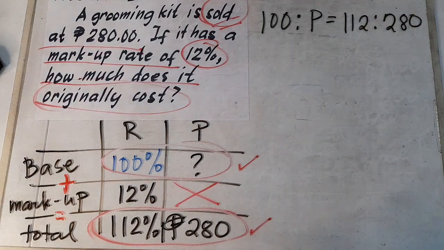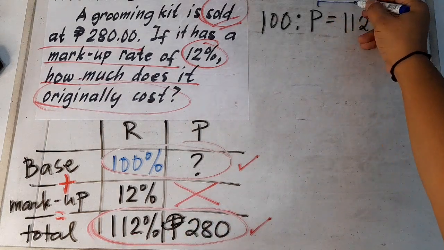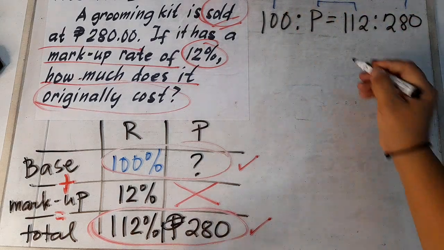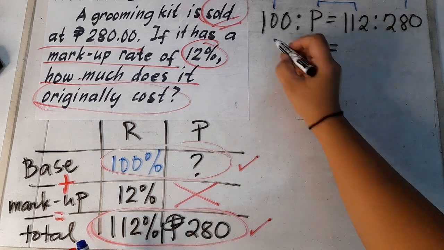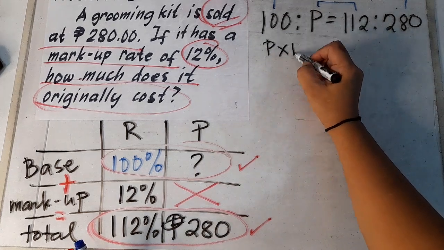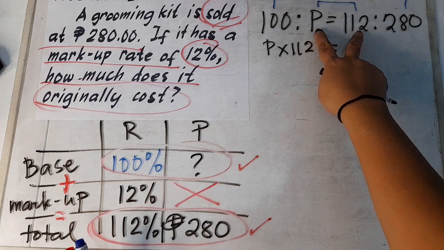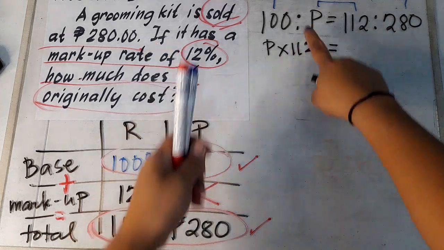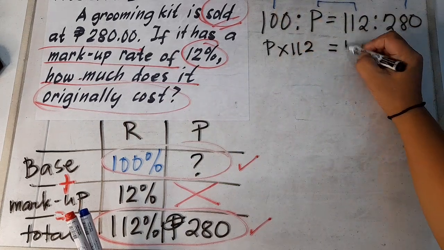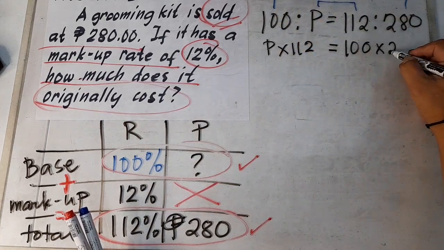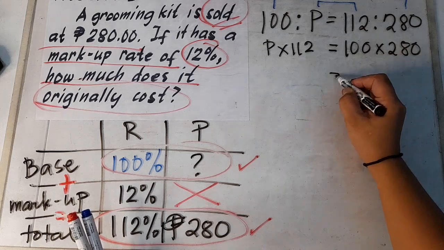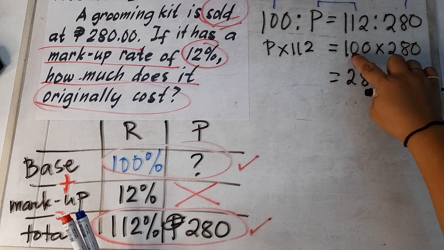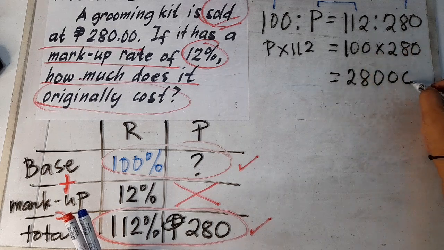Okay, next, we multiply the means and the extremes. And the products must be equal. So, P times 112, yung means natin ang unahin natin kasi nandoon yung unknown. So, P times 112. And then, extremes. 100 times 280. And what is 100 times 280? It's 280 followed by a pair of zeros.